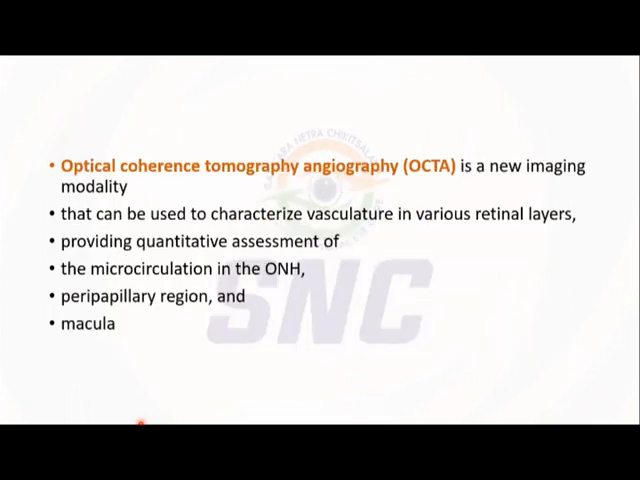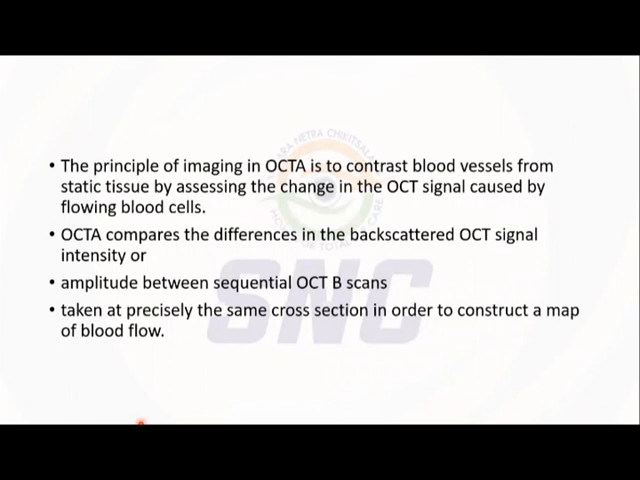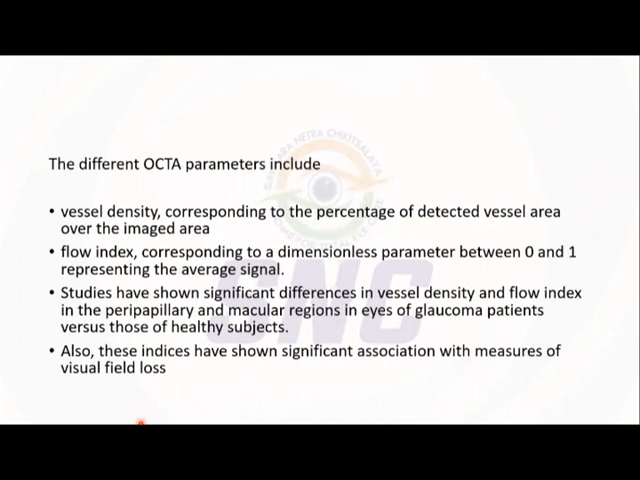Then OCT angiography is a new imaging modality that can be used to characterize vasculature in various retinal layers. It can provide a quantitative assessment of microcirculation in the nerve head, peripapillary region, and macula. The principle of imaging in OCTA is to contrast blood vessels from static tissue by assessing the change in OCT signal caused by the flowing of blood cells. OCTA compares differences in the backscattered OCT signal intensity or amplitude between sequential OCT B scans, taken at precisely the same cross-section, in order to construct a map of blood flow.